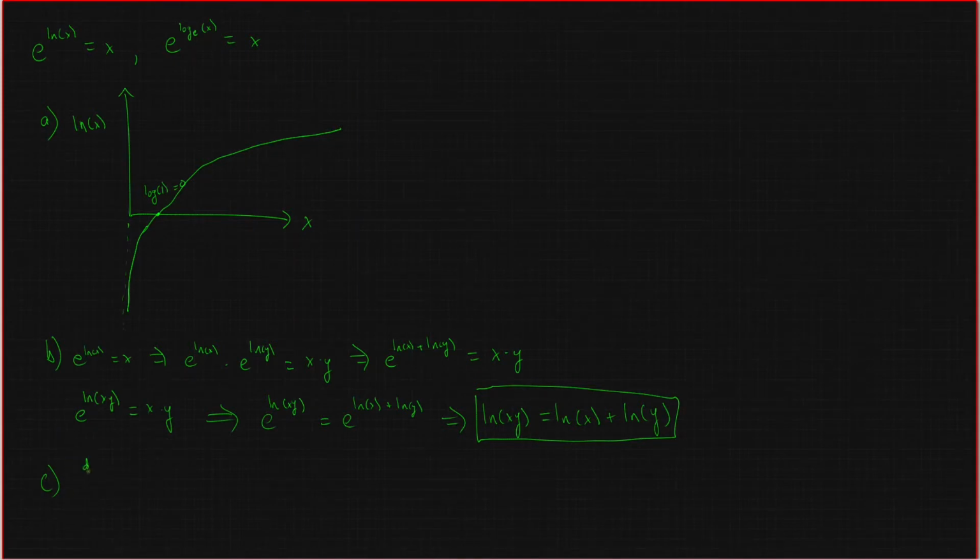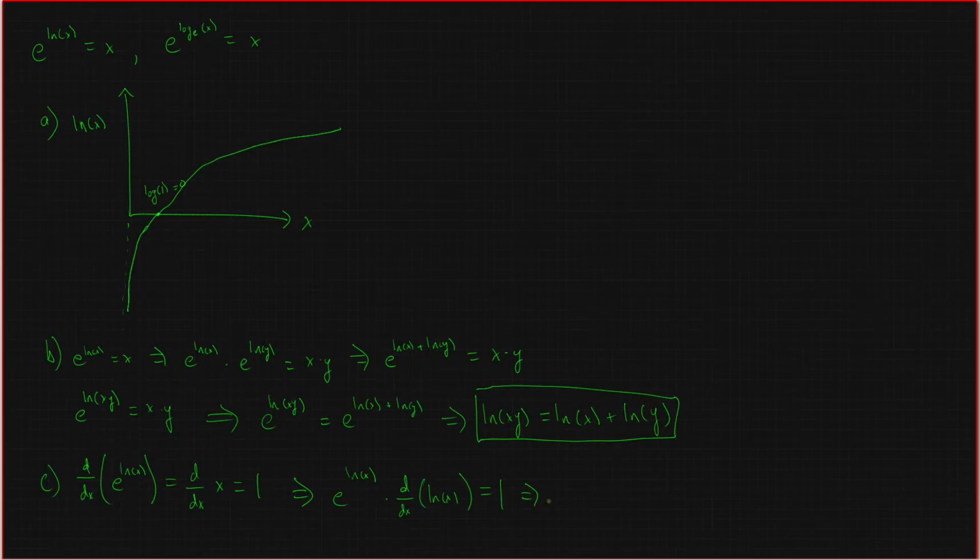Okay, now let's do something else. Let's take the derivative of e to the ln of x. By definition, this is also the derivative of x, which is 1. Okay. Well, now if we take e to the ln of x times d over dx of ln of x, that should equal 1.